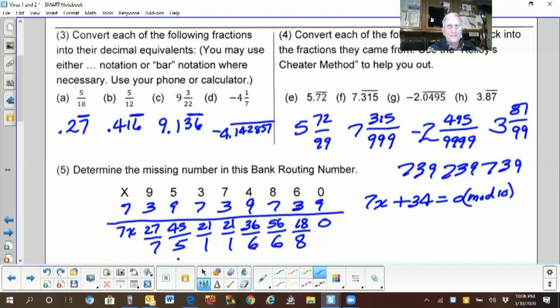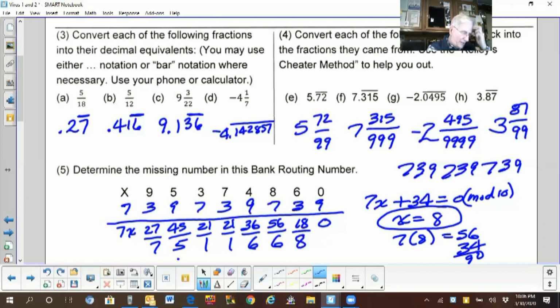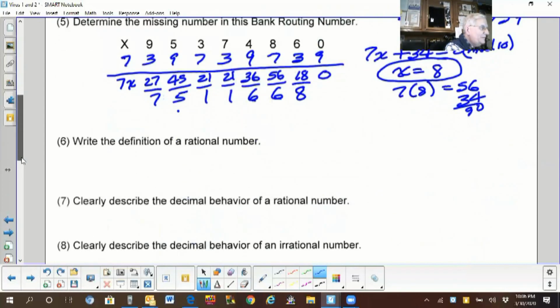So if I have to have 7x end in a 6, what number times 7 ends in a 6? Well, 7 goes into 56 8 times, right? So 56 is the number I need to add to 34, because if x is 8, 7 times 8 would be 56, and 56 added to 34 would be 90, which is 0 mod 10. So therefore, I have correctly figured this answer out. The value x must be in this bank routing number is x equals 8. All right, moving on to the next problem.